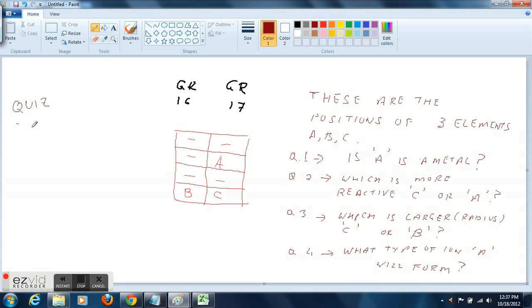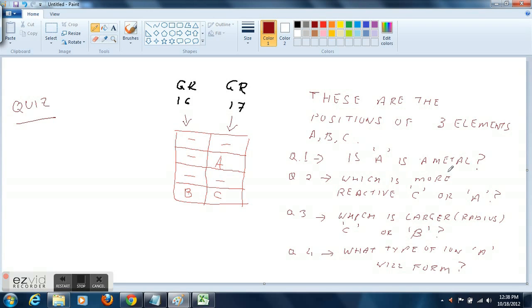I have drawn two groups, group 16 and group 17, and there are three elements, A, B and C. You can see A and C elements are in group 17 and element B is in group 16. So let us now discuss the questions. Question number 1, is A a metal? As you see that A is in group 17, the question is, since A is in group 17, is it a metal?